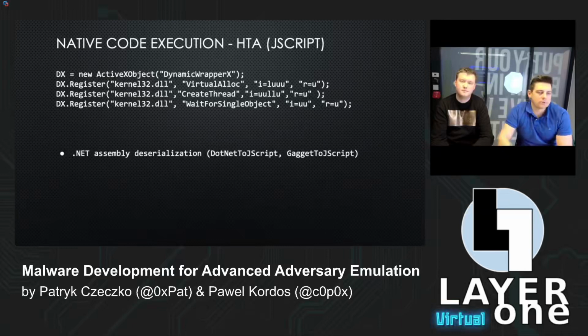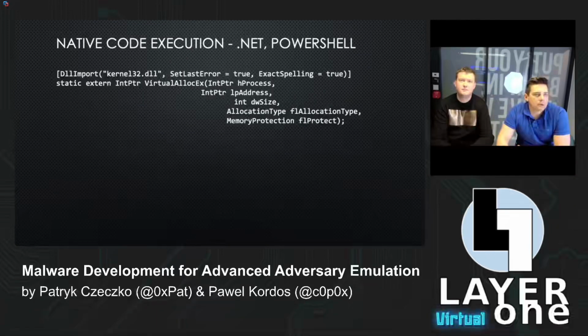But there's also an option to execute a .NET assembly via serialization, and there are two good tools for that, namely DotNetToJScript and GadgetToJScript. And from .NET or PowerShell, we can also simply import API functions, define them, and execute. This is actually called platform invoke, and it's a matter of cooperation from .NET with low-level system APIs.